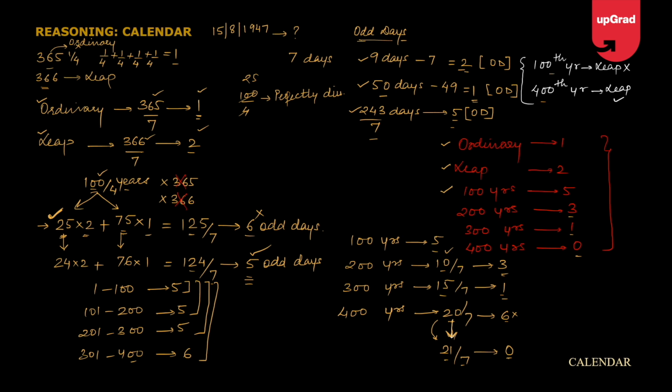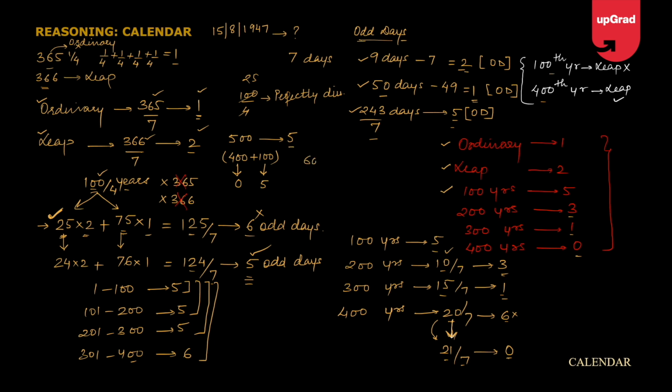Now let me ask a question. If 400 years have 0 odd days, how many odd days do we have in 500 years? Think on it and you will get 5 odd days. Why? Because 500 is nothing but a combination of 400 plus 100 years, out of which 400 gives me 0 odd days and 100 gives me 5 odd days. And therefore 500 has 5.